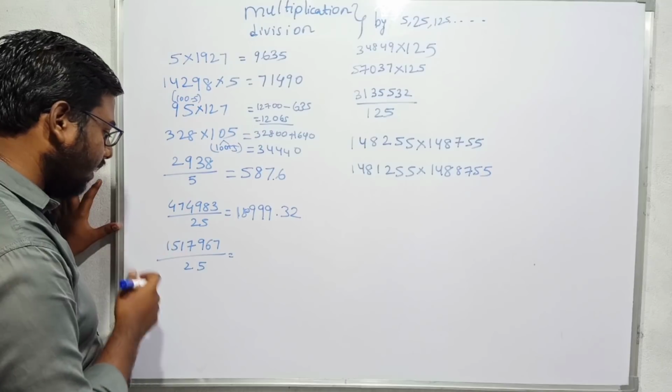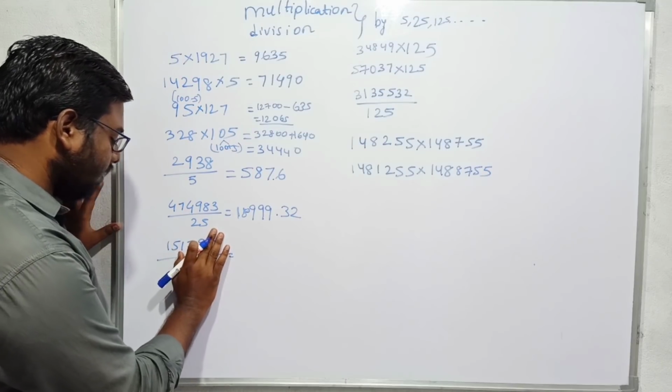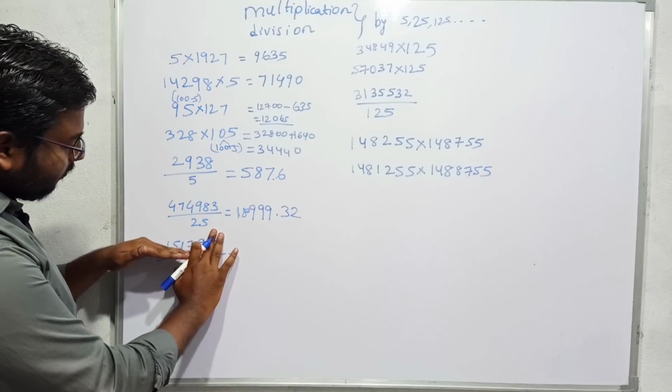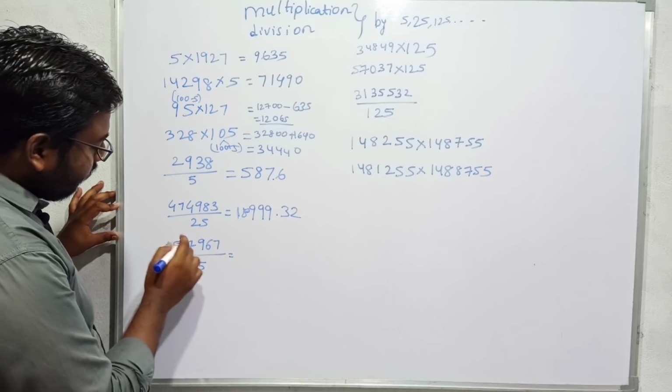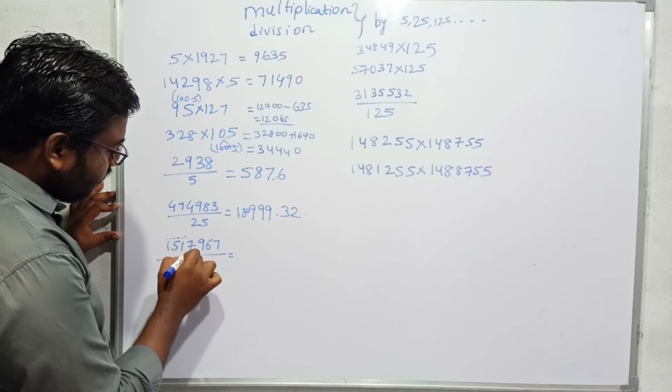For example, if I have to calculate this, I will hide this first and I have to calculate the multiplication of 15179 with 4. I have to calculate the multiplication of a 5-digit number with a single digit number.